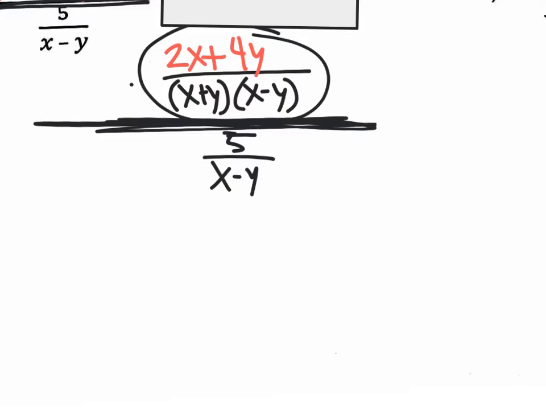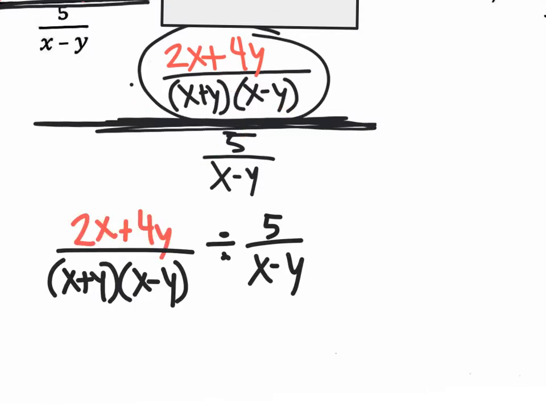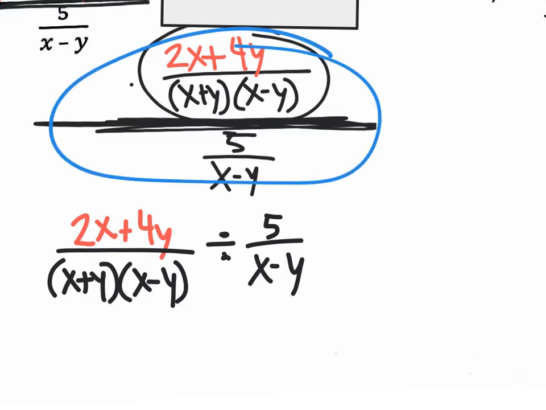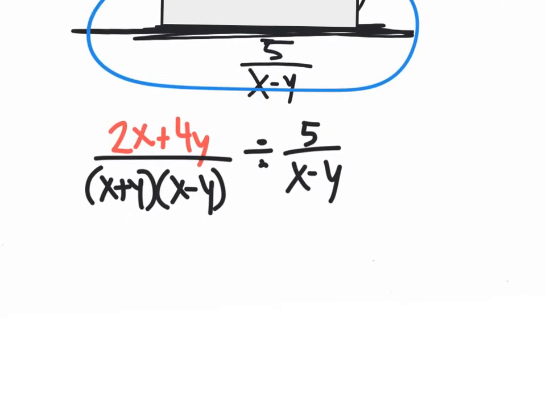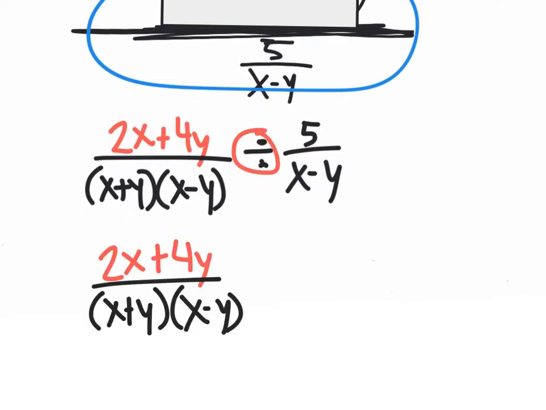I'm going to write the 2x plus 4y over x plus y, x minus y divided by this, but horizontally. So this definitely looks a little bit nicer than the above, right? When it's horizontal. And now we know that when you divide by a fraction, you need to multiply by the reciprocal. So you need to flip it. So the first thing to do is rewrite that first fraction. Change the division to multiplication, but flip the second fraction. So it's going to be an x minus y up on top and a 5 on the bottom.